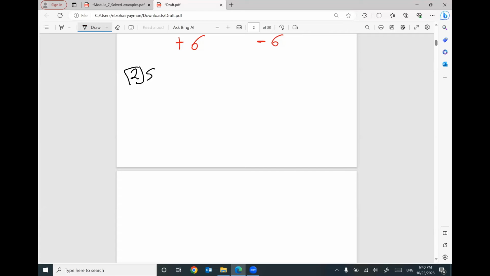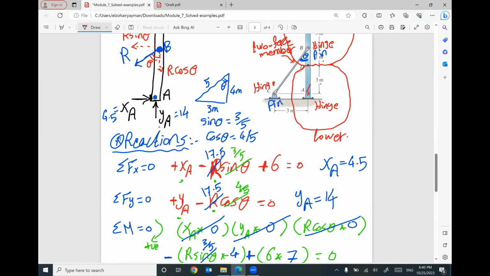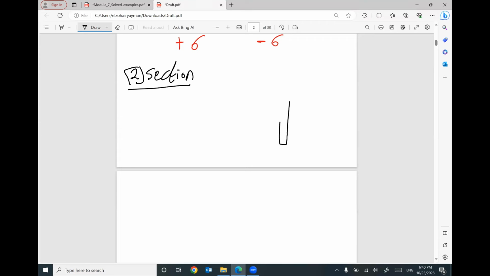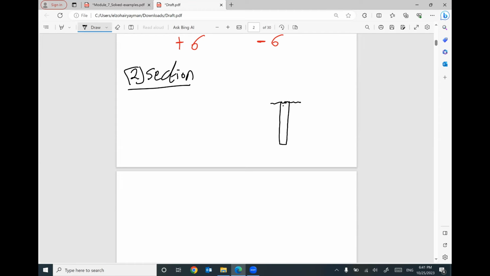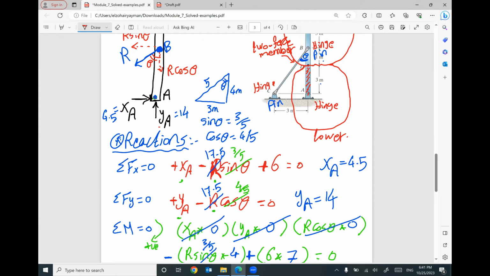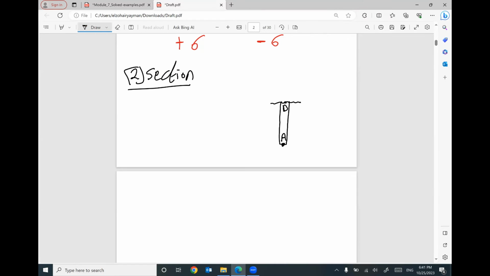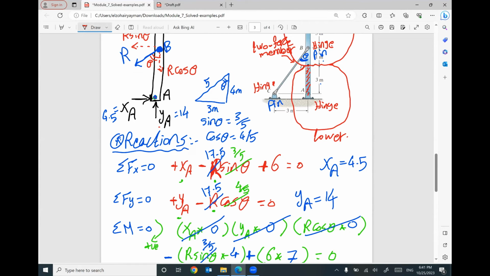Step number 2, I did my section. Looks like your section will be this part. So I will have this part and I did cut here at point D. And this is point A. Remember, at point A, I have two reactions, 4.5 and 14. 4.5 like this, 14 like this. Nothing else on this part AD.